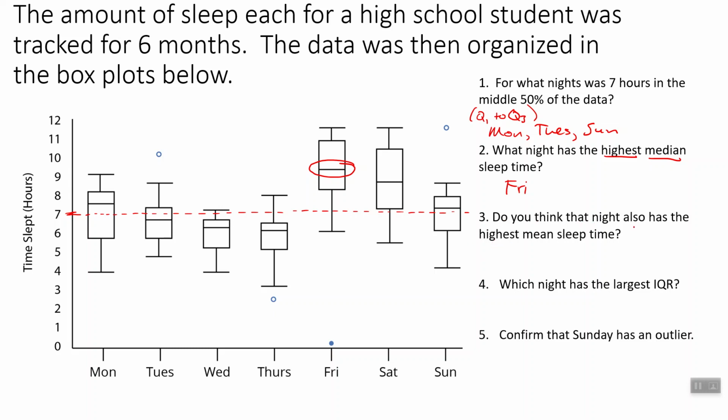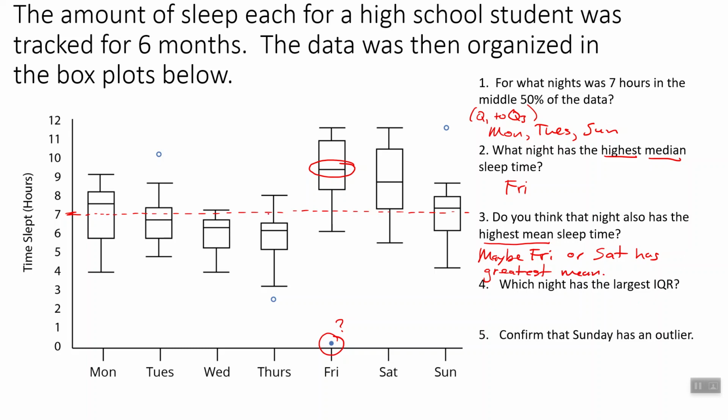Do you think that night also has the highest mean? All right, ordinarily we'd just say, yeah, sure. But this guy throws things into doubt. It looks like we have one night that had like 0 hours of sleep on a Friday night. So maybe Friday is the highest, or maybe Saturday is the highest. So maybe Friday or Saturday has the greatest mean.